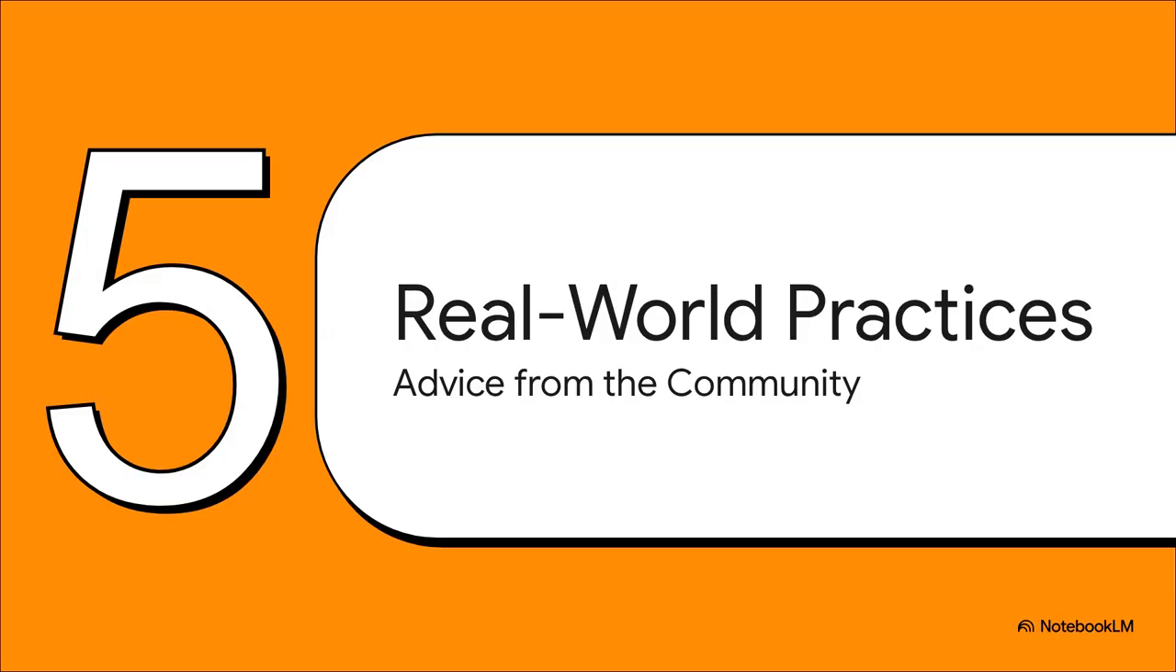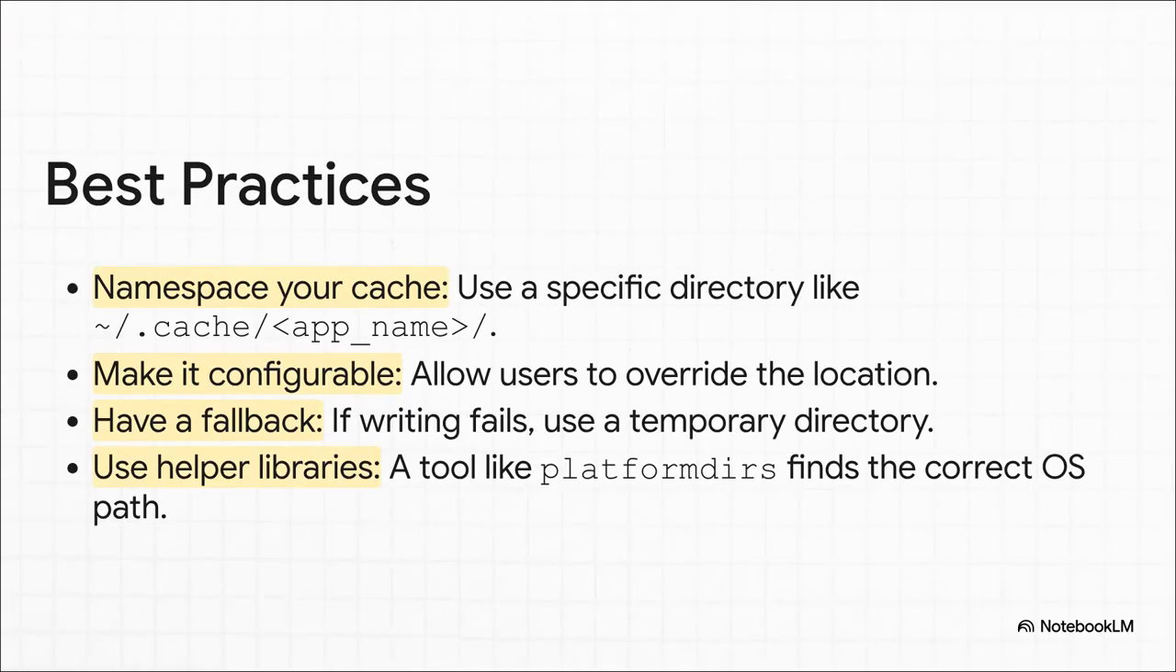Okay, so now that we know how to create a cache that sticks around, let's talk about how to do it responsibly. It's time to dig into some real-world best practices with advice straight from the developer community. If you're going to ship a library, you have to be a good citizen on your user's machine. So, first off, namespace your cache. Don't just dump a generic .cache folder in their home directory. Give it a specific name.